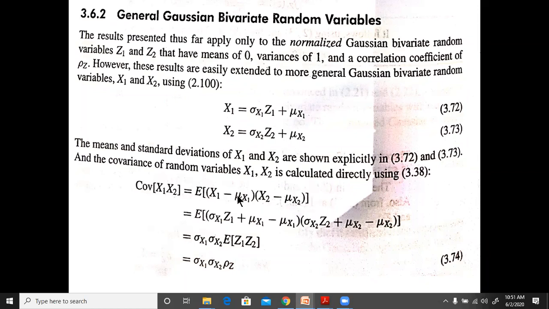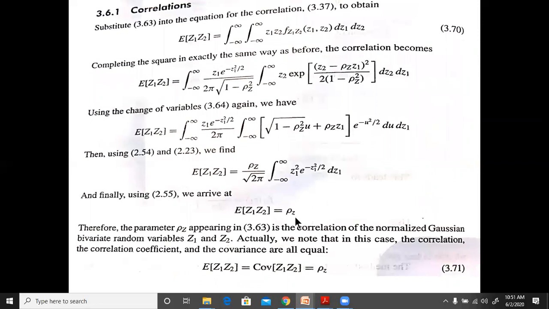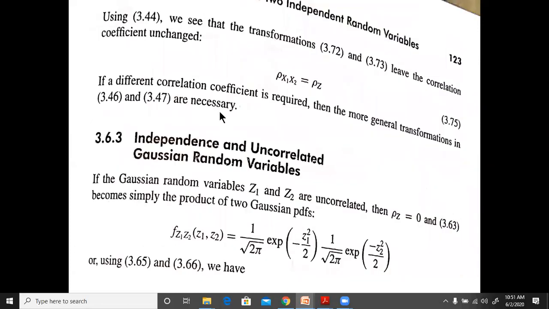And if you put in the long form of that, we get sigma x1, sigma x2, E of z1, z2. And this is nothing but the value of rho z, sigma x1, sigma x2, because this quantity is equal to rho z, which we found in the last class. So having found that, we see that the transformations 3.72 and 3.73 leave the correlation coefficient unchanged. So rho of x1, x2 is equal to rho of z.